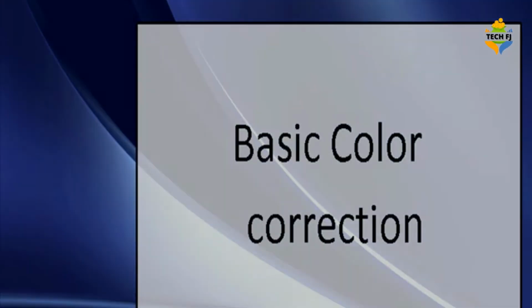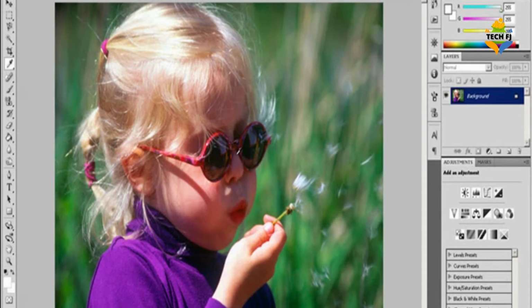Basic color correction. Apply the Variations command. The Variations command lets you adjust the color balance, contrast, and saturation of an image by showing you thumbnails of alternatives. This command is most useful for average key images that don't require precise color adjustments. It does not work on indexed color images or 16-bit per channel images.